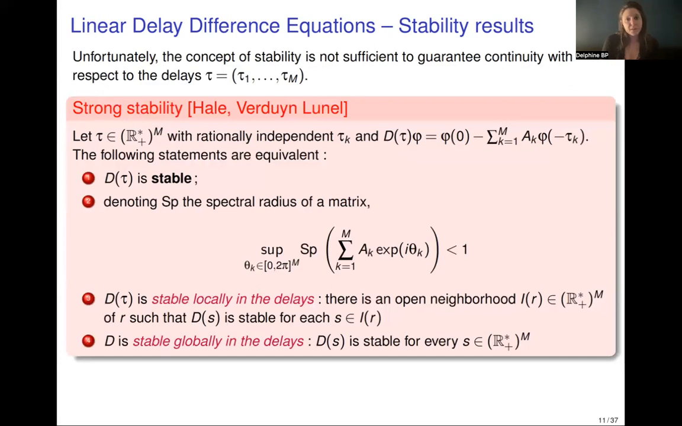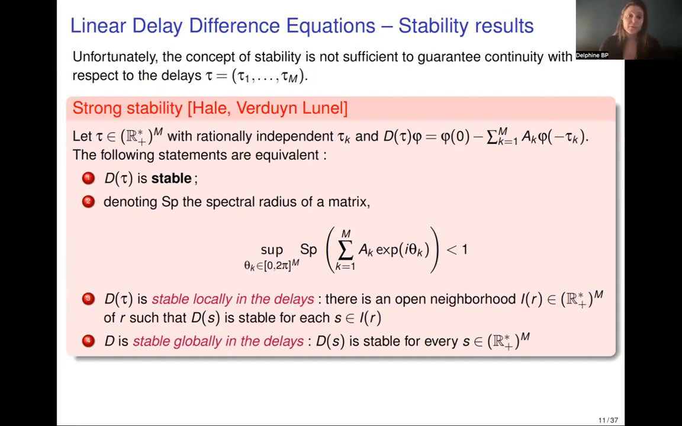Then you can prove that the operator is stable if and only if it is stable locally in the delay. So you have equivalence between stability and some robustness with respect to the delay. And surprisingly, this is also equivalent to a global stability in the delay. This means that requiring a small margin of robustness is equivalent to actually having stability, whatever value of the delay you're looking at. So you have this for free in some sense, which is very interesting.